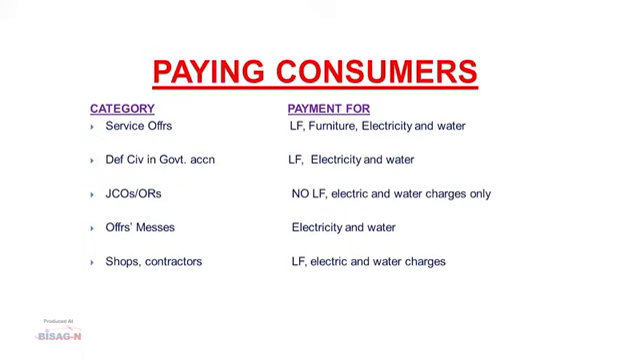Who are the paying consumers? Serving officers give payment for license fee, furniture, electricity and water. Defense civilians residing in government accommodation pay license fee, electricity and water charges. JCOs and other ranks, there is no license fee which is levied on them. However, the electric and water charges are recovered. The officers' messes, electricity and water charges are recovered. For any shops and contractors' sheds, license fee, electric and water charges are recovered.